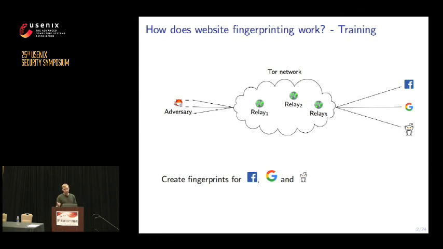And so how this works is the adversary will first act like a normal client on Tor. It will pick a bunch of websites that it actually cares about fingerprinting and knowing if someone has visited. In this example, we have Facebook, Google, and Reddit, and it just issues requests to these sites. The idea is that each site will have some kind of unique network traffic fingerprint, and so they can create fingerprints that are unique to these websites. So in this example, the adversary creates unique fingerprints for Facebook, Google, and Reddit.